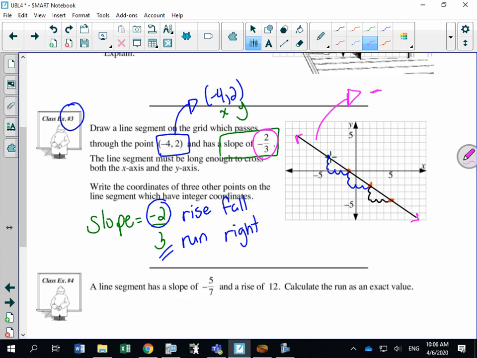How would you go, though, from this point to the next point? So instead of falling 2 and running to the right 3, you would go the opposite. So if I said, well, what's the opposite of falling 2? You would say rise 2. And then what's the opposite of going to the right 3? It'd be going to the left 3. And there would be my next point. Okay?